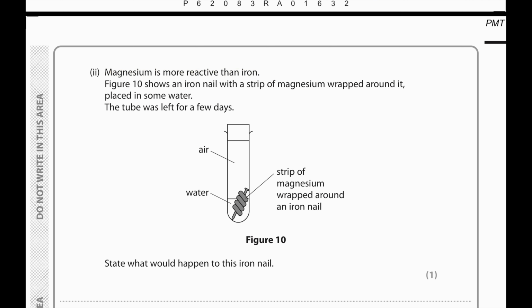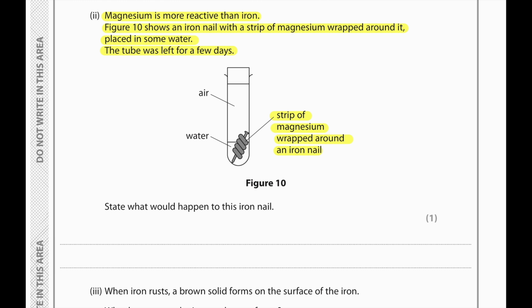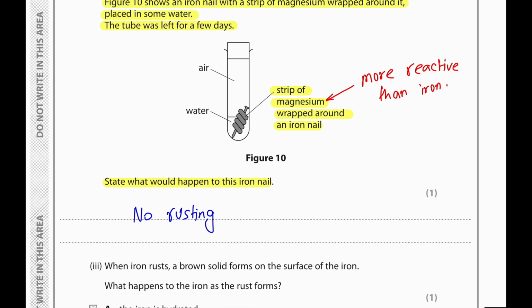Magnesium is more reactive than iron. Figure 10 shows an iron nail with a strip of magnesium wrapped around it, placed in some water. The tube was left for a few days. A strip of magnesium is wrapped around an iron nail. Now, from the diagram and the nature of magnesium, magnesium is more reactive, so it will react before the iron. The question says, state what would happen to the iron nail. Obviously, the iron nail will not rust.